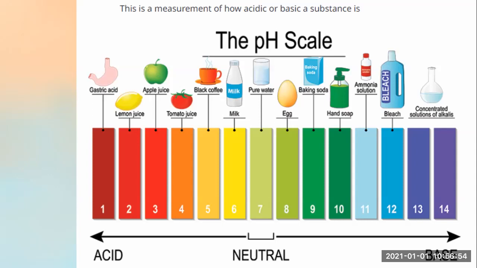When I take milk, which we drink in the morning and at night, if we take a little amount of milk and add 4 to 5 drops of universal indicator, it turns yellow in color. And when we match it with this pH scale, we find that it is acidic in nature.